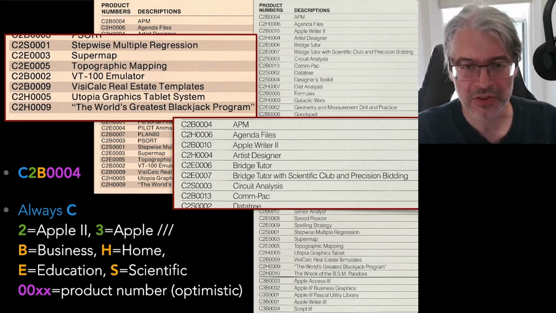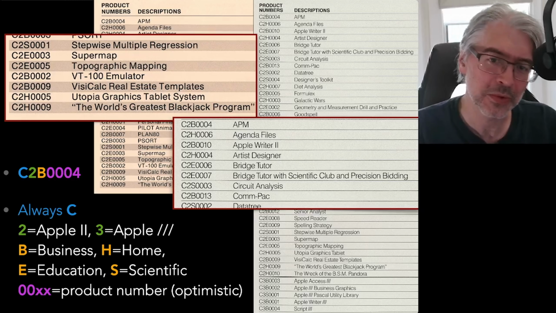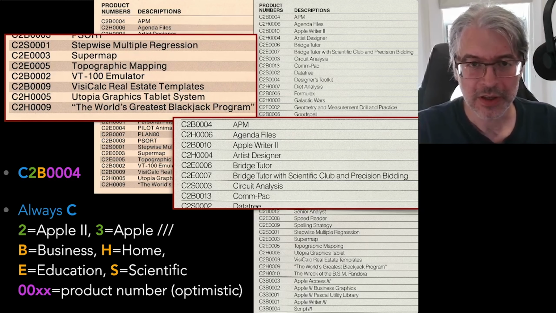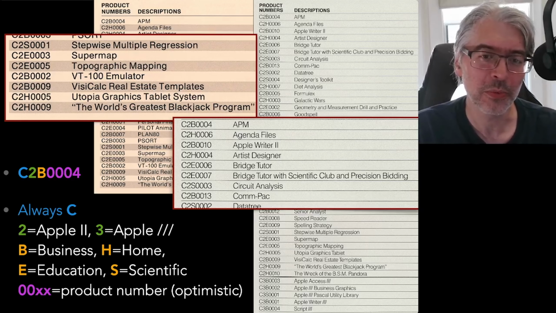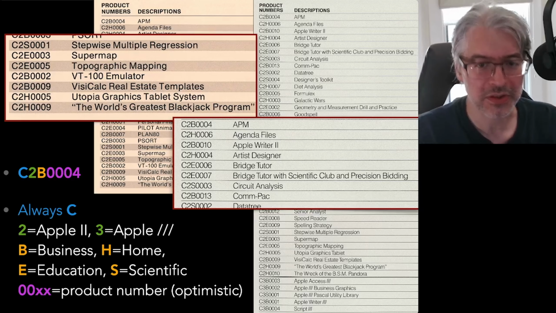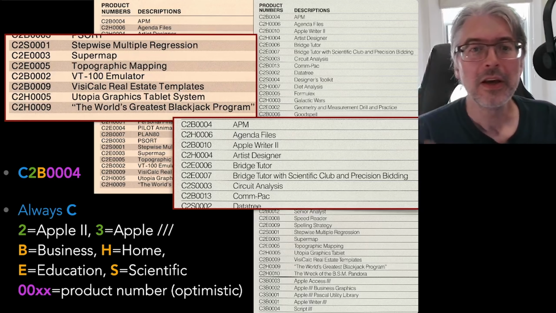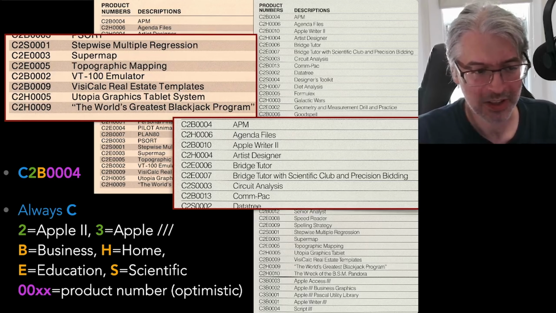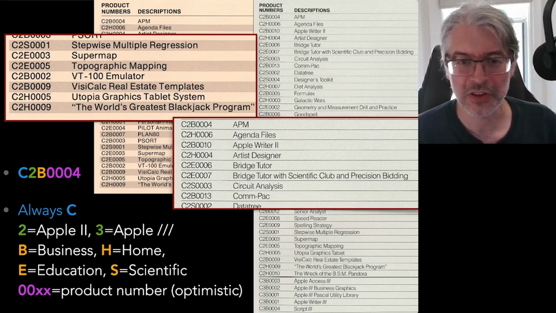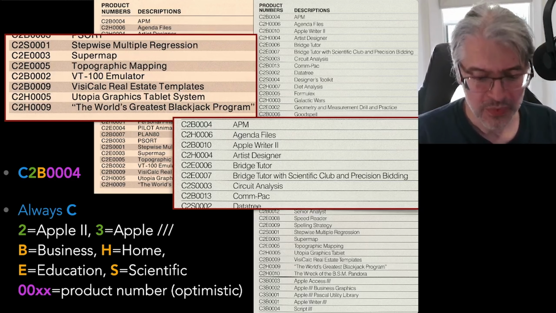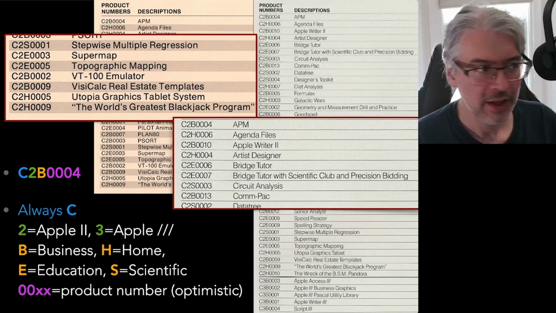The product number always starts with a C, and then it's got a 2 or 3 for Apple II or Apple III. Then it's got a letter, which I'm guessing, probably correctly, is B for business, H for home, E for education, and S for scientific. So they had 4 different series. And then they had a 4-digit product number because they were very optimistic. They never needed more than 2 of those digits.